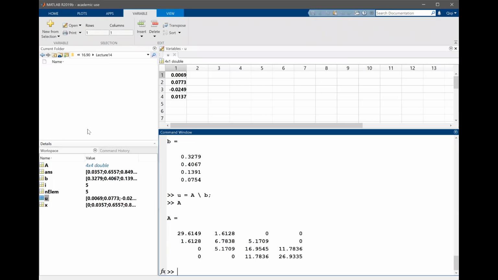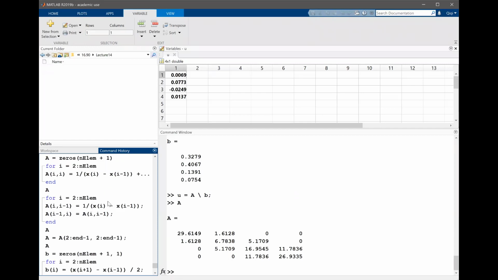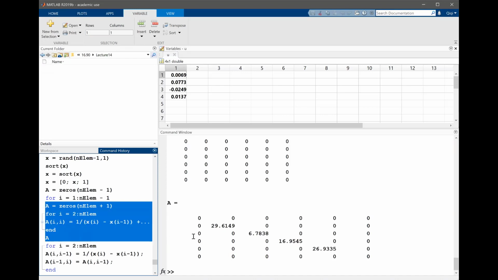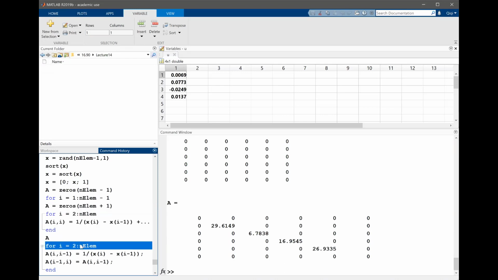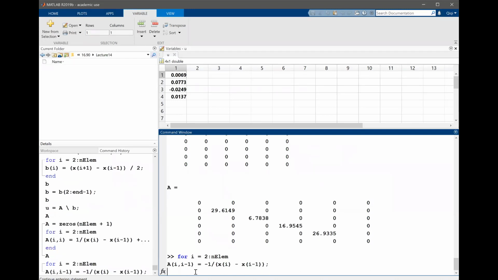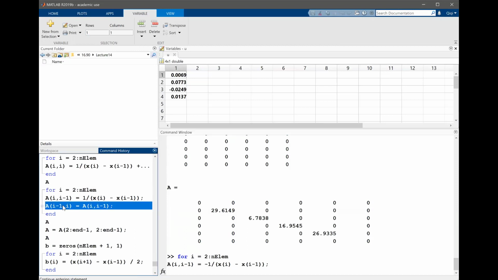So let me go back and look at our history. I see, I have this, this is correct. My diagonal term is correct, but I am missing a negative sign. So A of i, i minus 1 is equal to minus 1 divided by xi minus xi minus 1. And the matrix is still symmetric. There is nothing wrong with that.